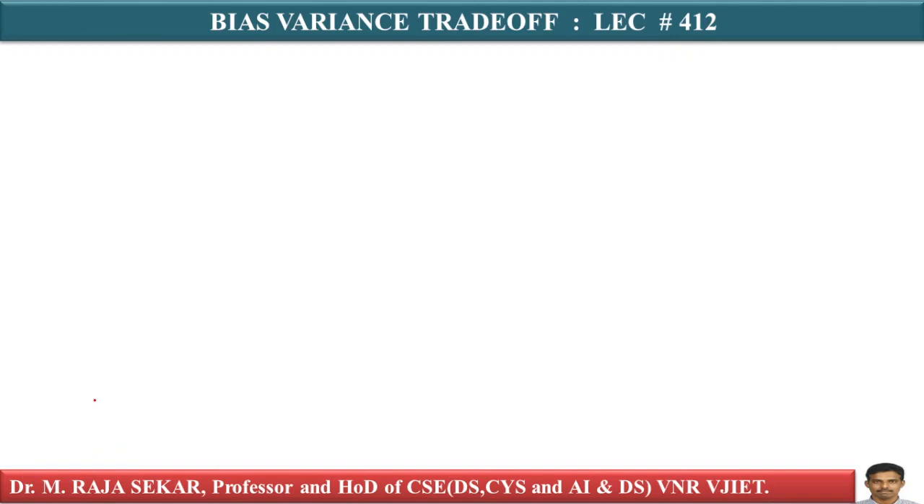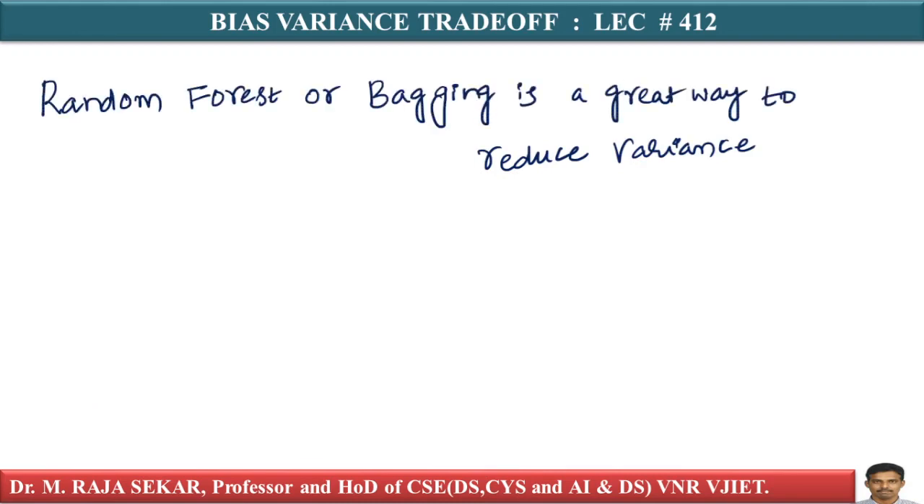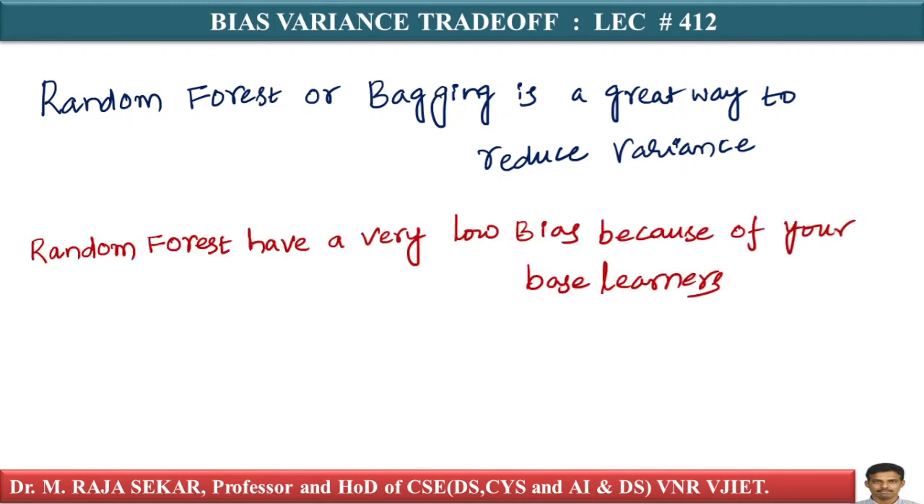In this lecture, we will try to understand the bias-variance trade-off. We have seen random forest, or bagging in general, is a great way to reduce variance. Random forest tends to have a very low bias because your base learners are low-bias models. What are the base models? I can say base models are Mi, meaning M1, M2, and so on, up to MK. These base models are low-biased models.